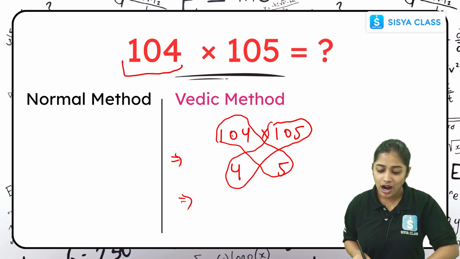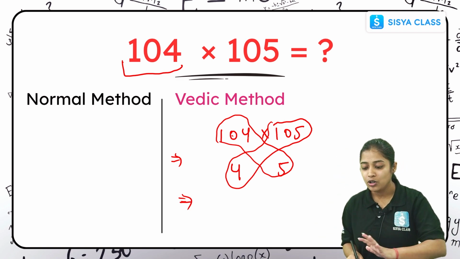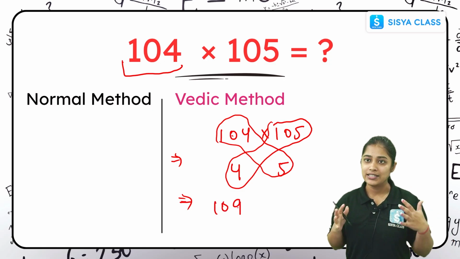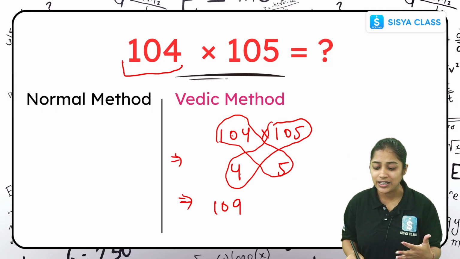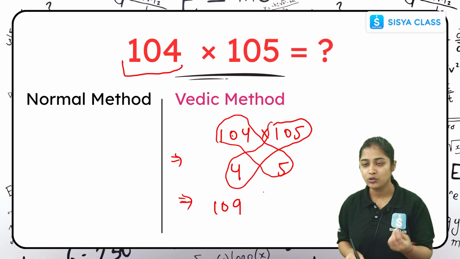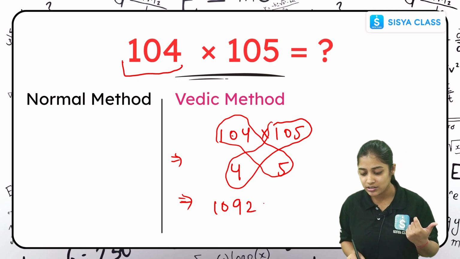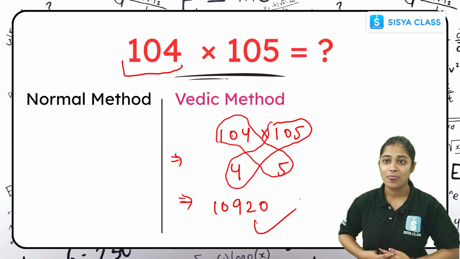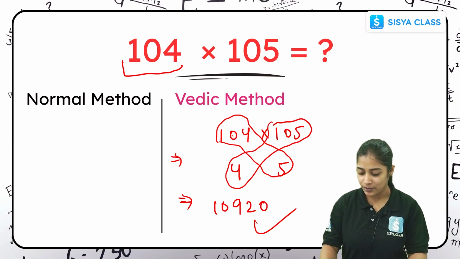109. Now after this, just write your sum. So 104 plus 5, so 109. Write this addition. Now multiply your differences. So here 4 into 5 is 20, right? Just write 20 after your number. So this is your answer, right? Very correct. Let's see one more example.